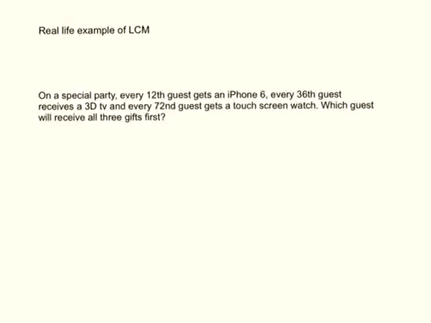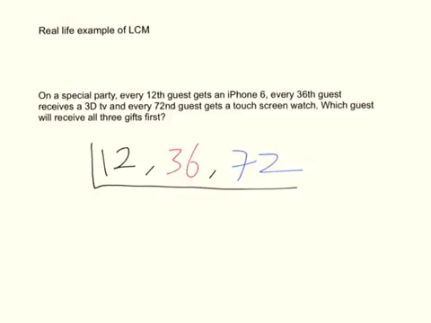Now let's use our LCM skills to solve this problem. First we got 12, then we got 36, then we got 72. Okay, let's write 12 here. 12 times 1 is 12. 12 times 3 is 36. And 12 times 6 is 72.